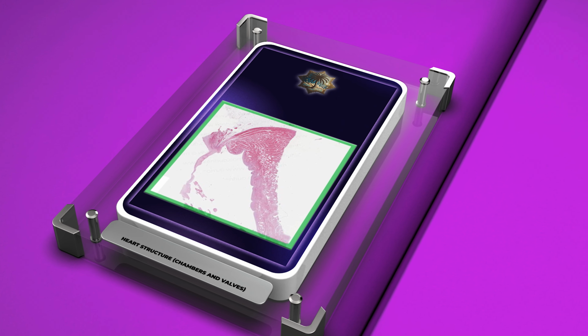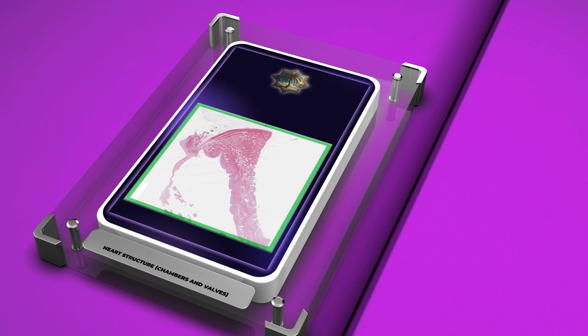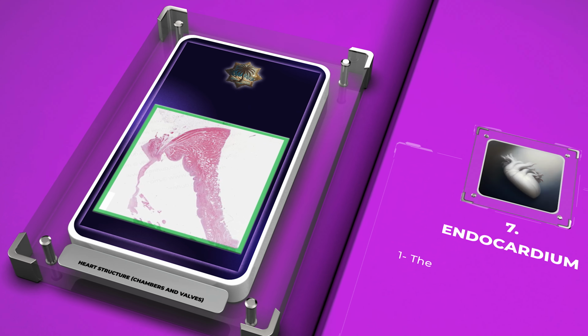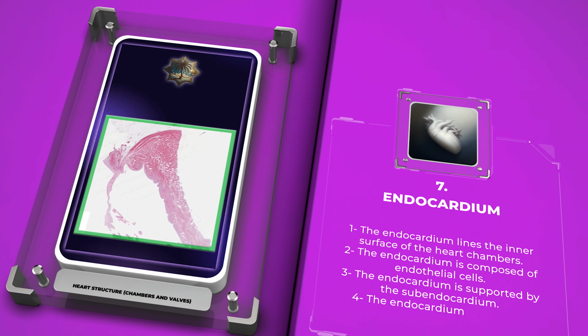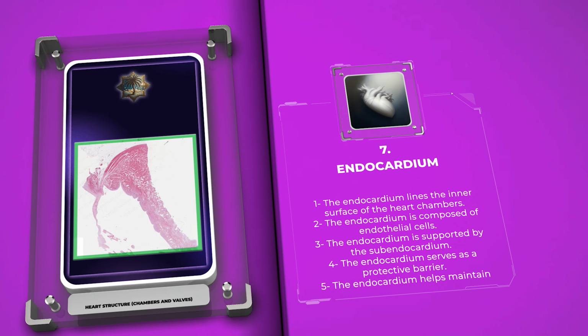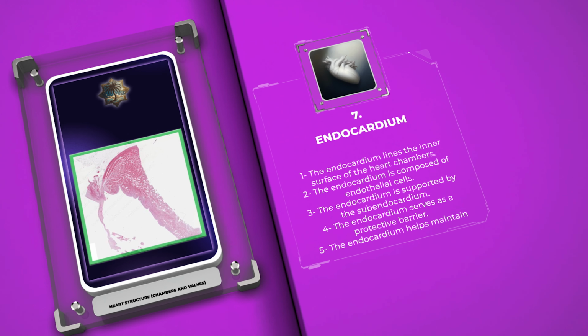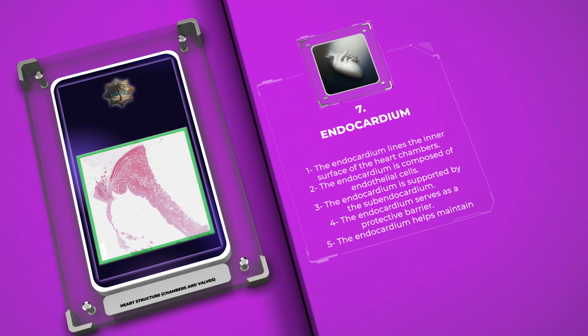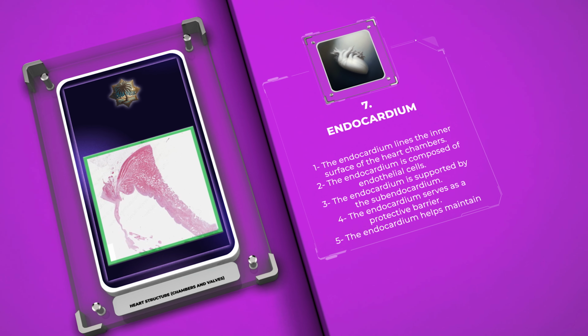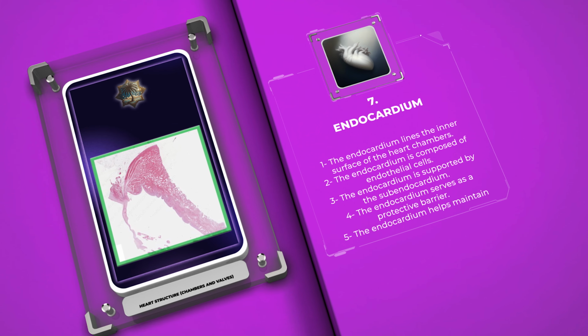Let's now shift our attention to the endocardium, which lines the inner surface of the heart chambers. Histologically, the endocardium is composed of a layer of endothelial cells supported by a thin layer of connective tissue known as the subendocardium. The endocardium serves as a protective barrier and helps maintain a smooth environment for blood flow, preventing clot formation and minimizing friction.